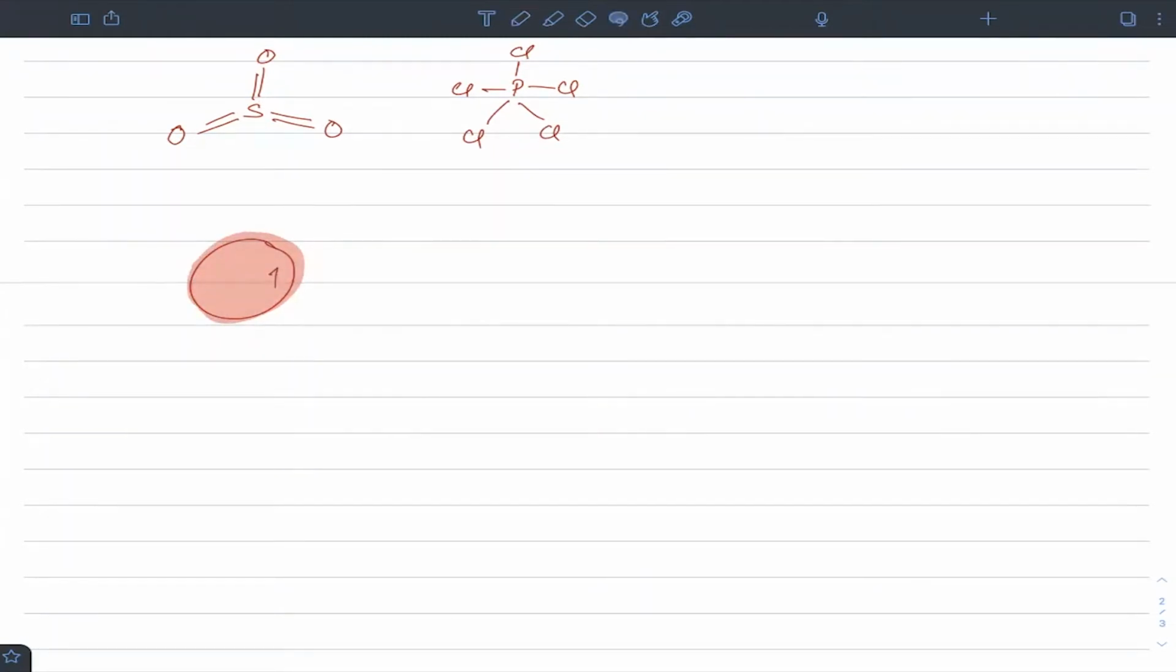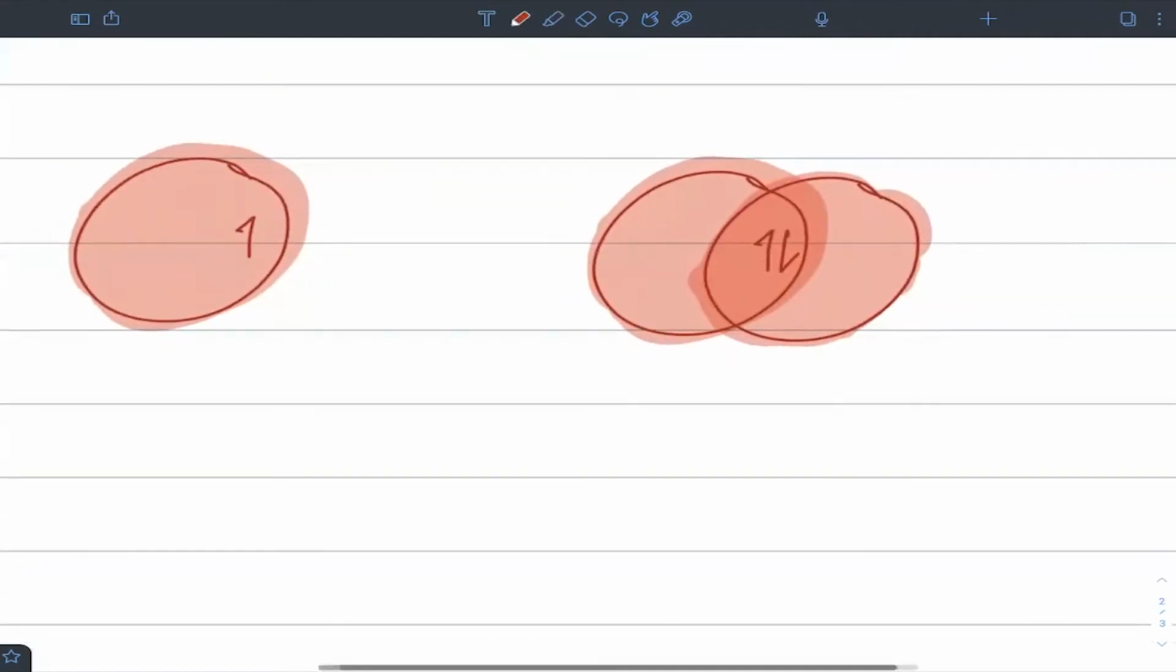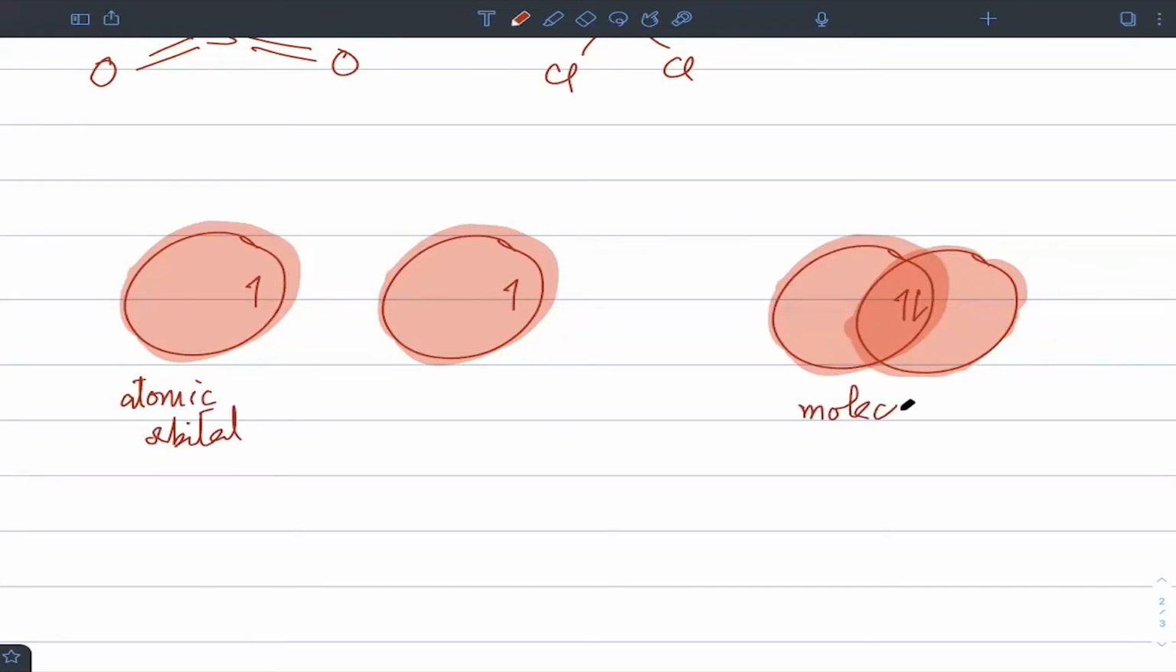And there's another one just like this one, just like this one. And what they're doing is that they're overlapping in a way that instead of having one separate one here, they now have sharing, and not just sharing, the other one pairs it up. So it is much more stable that way. So this is an atomic orbital, and this one is a molecular orbital.